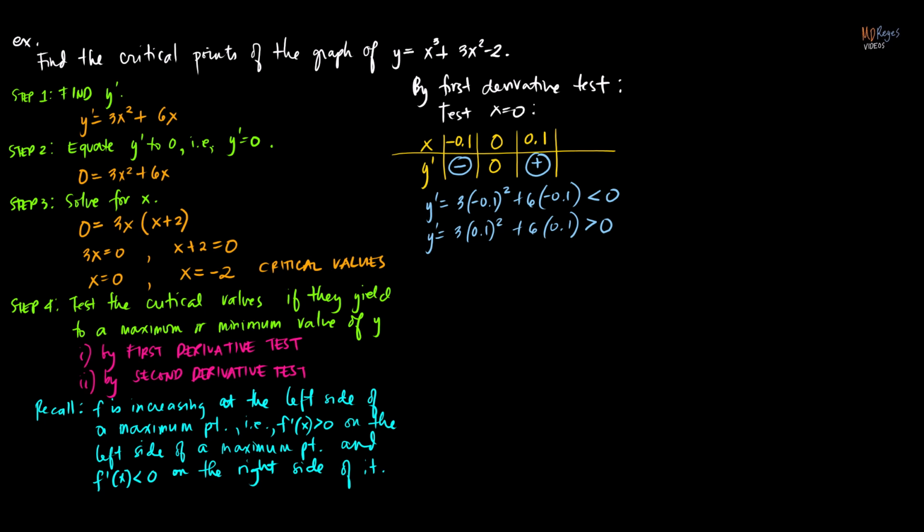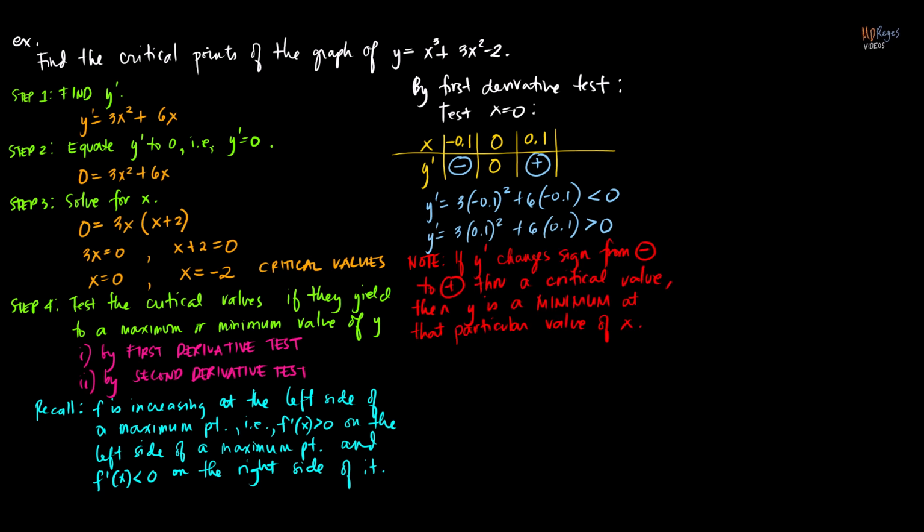then what do we conclude? From the explanation a while ago, we can conclude that 0 is the x-coordinate of a minimum point of the graph of the function. So therefore, if y prime changes sign from negative to positive as it passes through a critical value, then we say that y is a minimum at that particular value of x. Let me write that down. Again, if y prime changes sign from negative to positive through a critical value, then y is a minimum at that particular value of x.